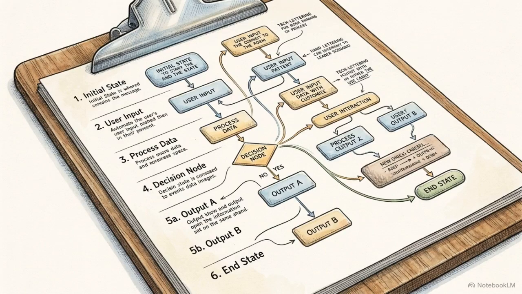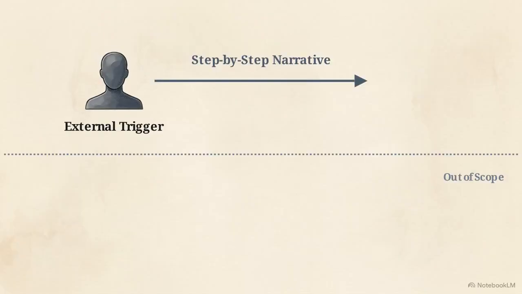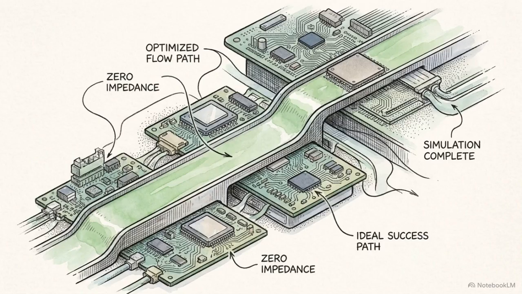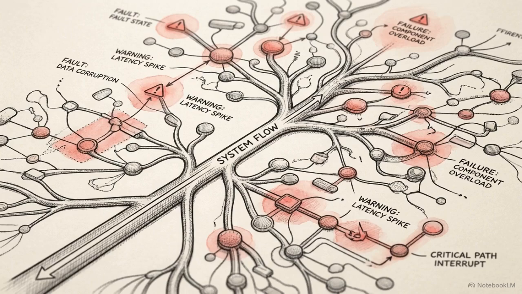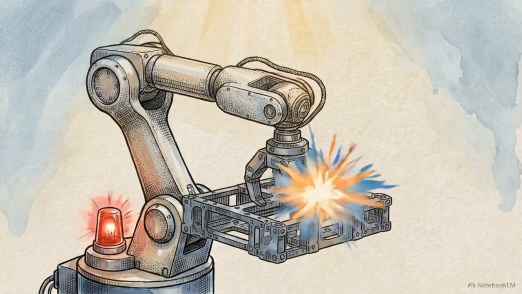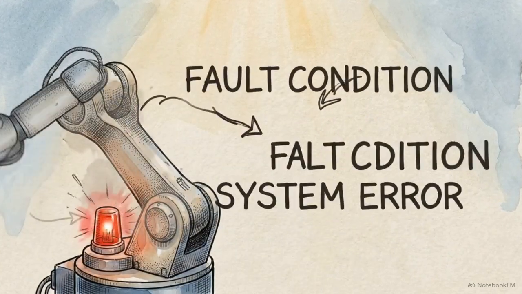With the actors and interfaces mapped, we author use case scenarios. These are step-by-step narratives that link specific external triggers, like a user pressing a button, to exact system responses, entirely avoiding internal code descriptions. Writing the ideal success path is expected. The actual engineering value comes from mapping the alternative flows and failure conditions. We document exactly how the system must behave when credentials fail, when power drops, or when concurrent inputs collide.